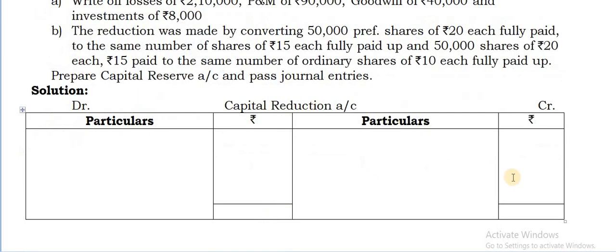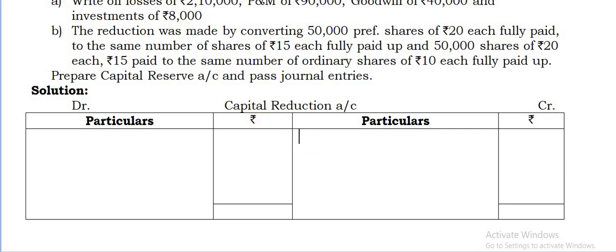So take the columns. Since you are asked here, prepare a capital reduction account, or capital reserve or capital reduction or reconstruction account, anything you can consider. ಇಲ್ಲಿ ಏನ್ ಮಾಡ್ಕೋಬೇಕು? ಈಗ capital reserve account ಅಥವಾ capital reduction account where you are preparing, okay, the difference will be taken to capital reserve. Here I was telling you 50,000 preference shares of rupees 20 each reduced to 15 each. So 5 rupees is the foregone amount. In the capital reduction account we take up only the sacrificed amount, foregone amount by them.